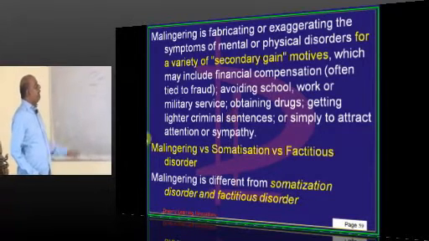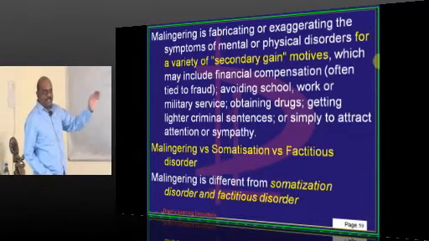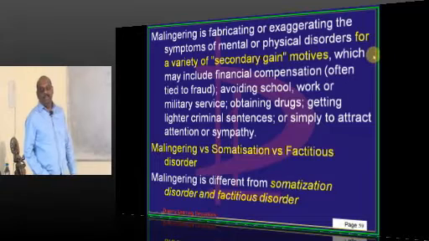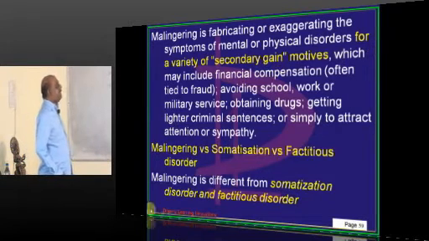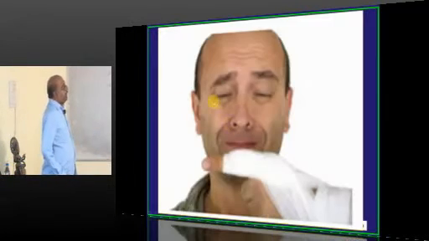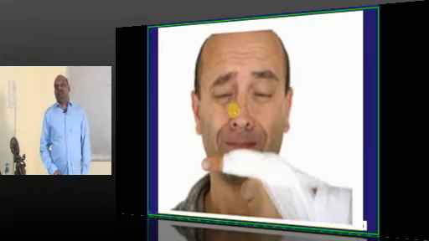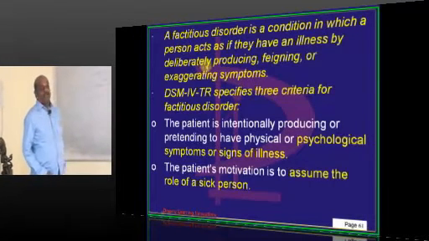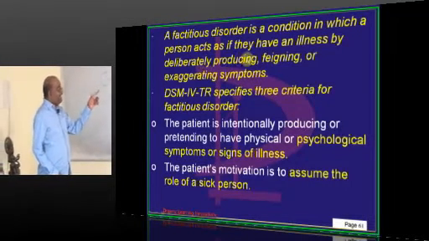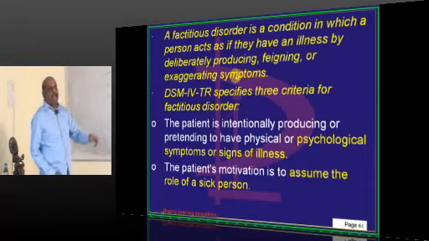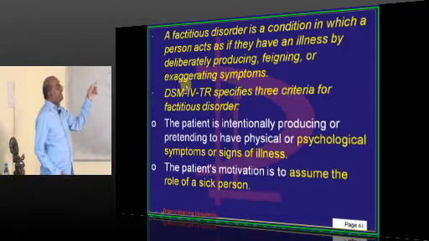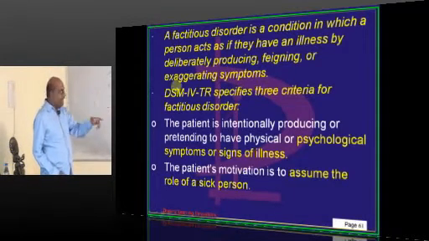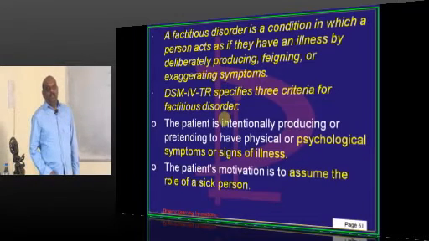So malingering versus somatization versus factitious disorder. What is the difference between these three? Typically, in a factitious disorder, the person will act as if they have an illness by deliberately producing or exaggerating the symptoms or feigning the symptoms. In a factitious disorder, the patient deliberately does that.